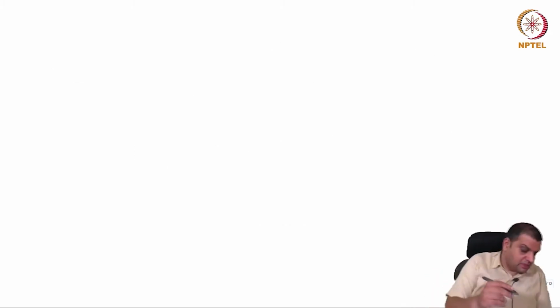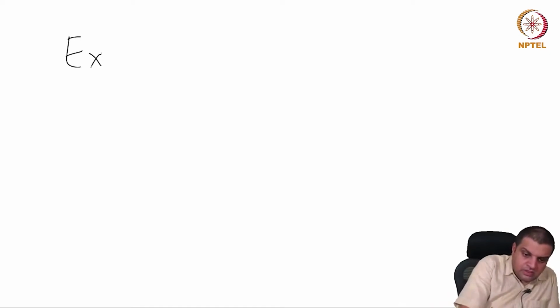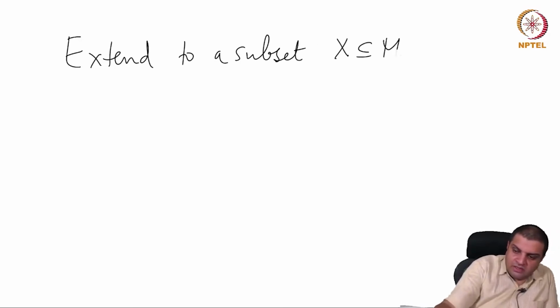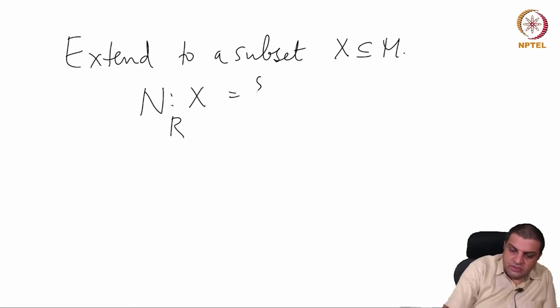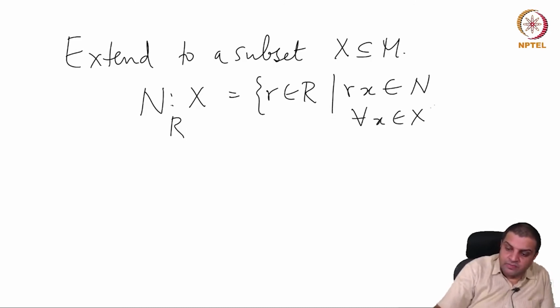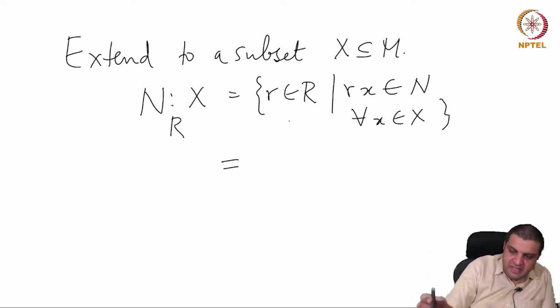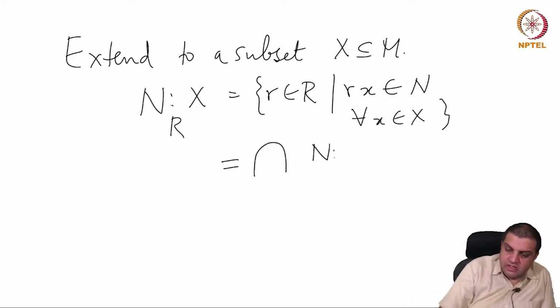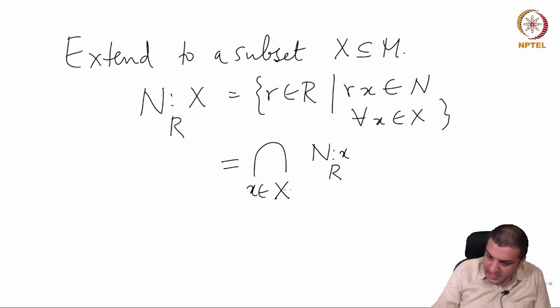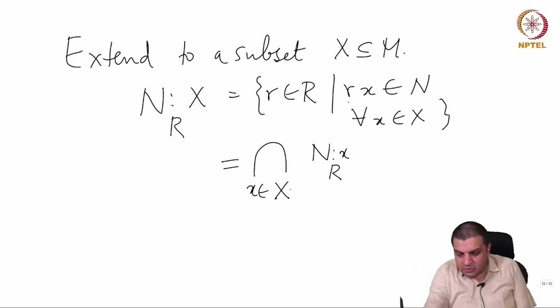One can extend this also to a subset X of M, not necessarily a submodule. So we can write N colon X over R. This is the set of r in R such that rx is inside N for all x in X. And it is then easy to see that imposing this condition on every x is the same thing as the intersection of N colon x over R, x in X. Okay. So this is just an observation. The underlying thing is we have to get this multiplication.